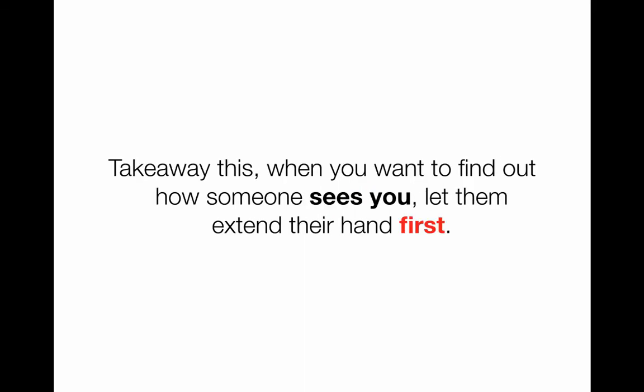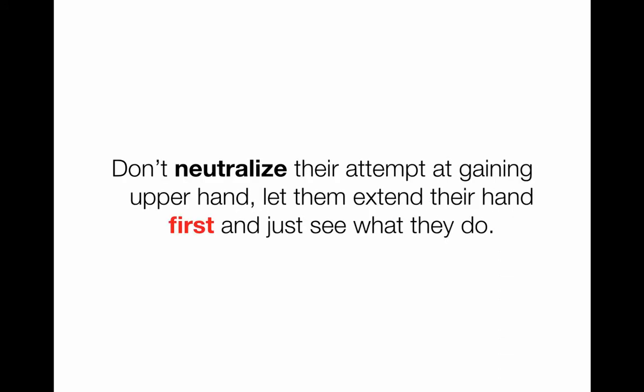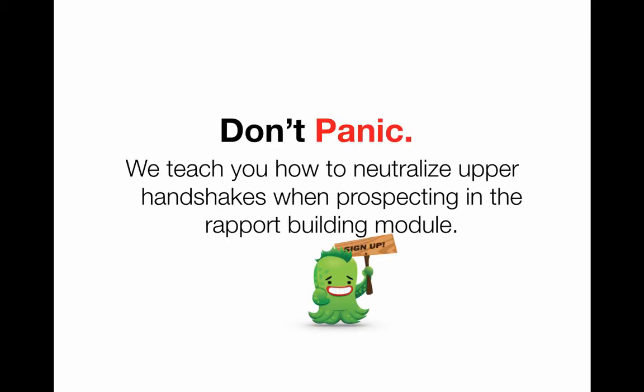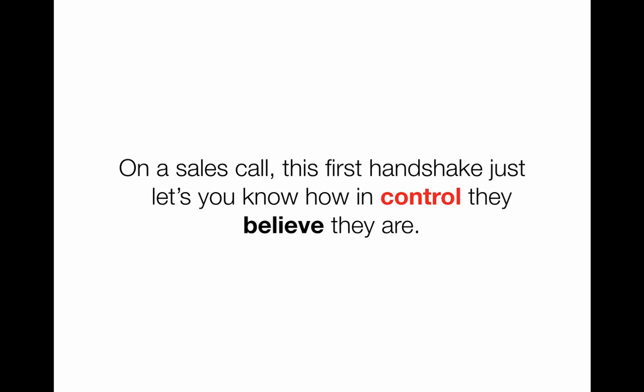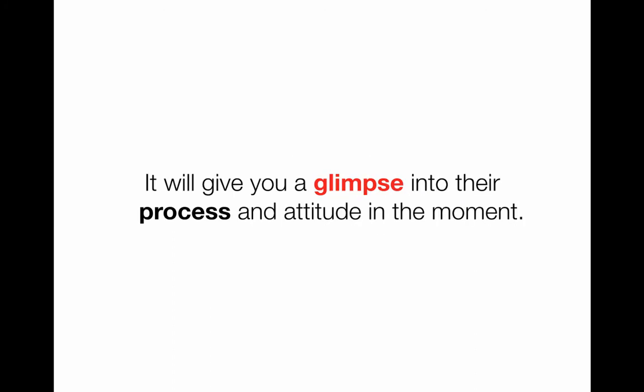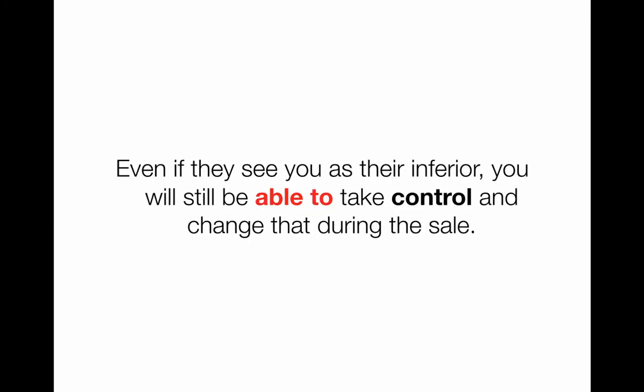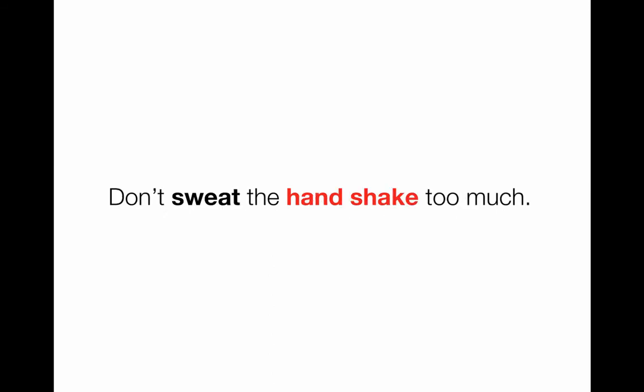Take away this. When you want to find out how someone sees you, let them extend their hand first. Don't neutralize their attempts at gaining upper hand. Let them extend their hand first and just see what they do. Don't panic. We teach you how to neutralize upper handshakes when prospecting in the rapport building module. But on a sales call, this first handshake lets you know how in control they believe they are. It'll give you a glimpse into their process and attitude in the moment. Even if they see you as their inferior, you'll still be able to take control and change that during the sale. Don't sweat the handshake too much.